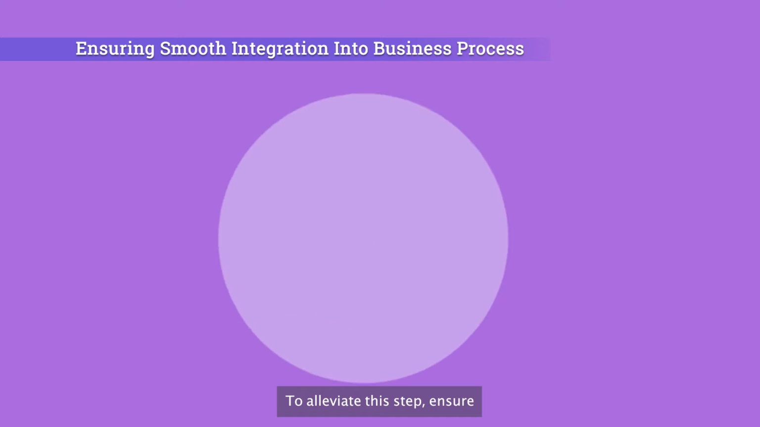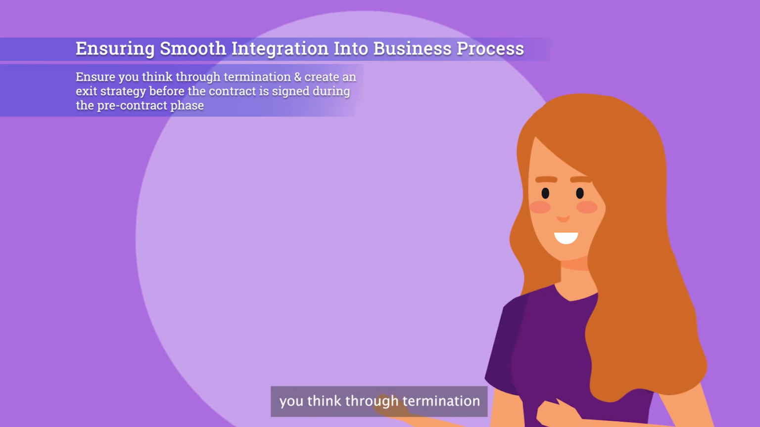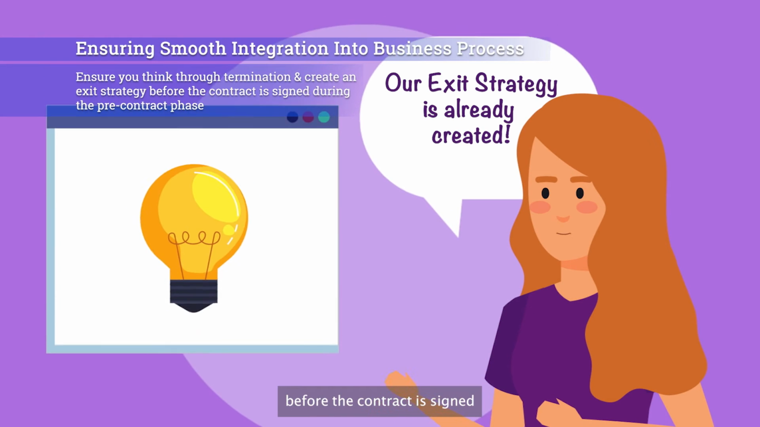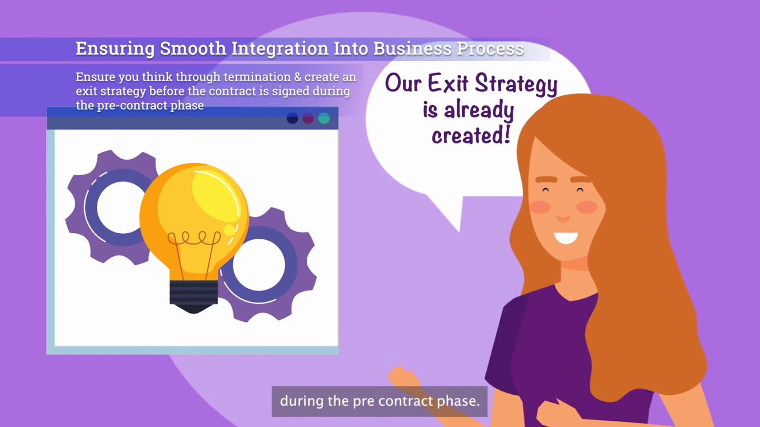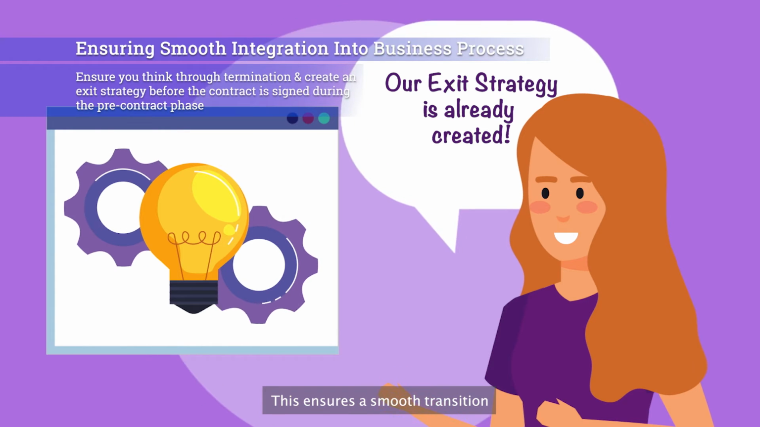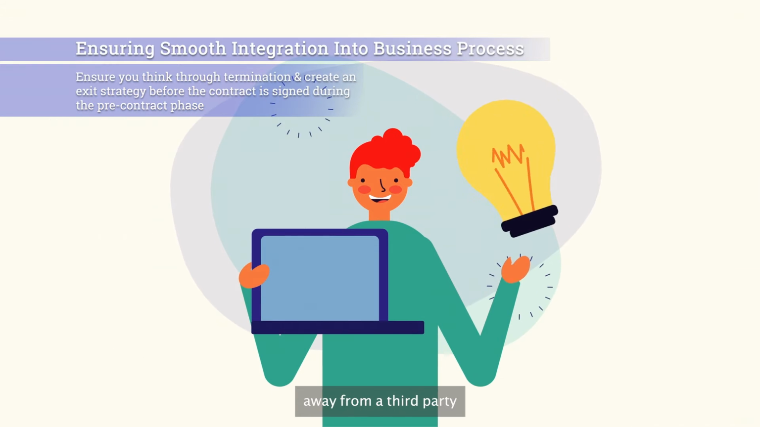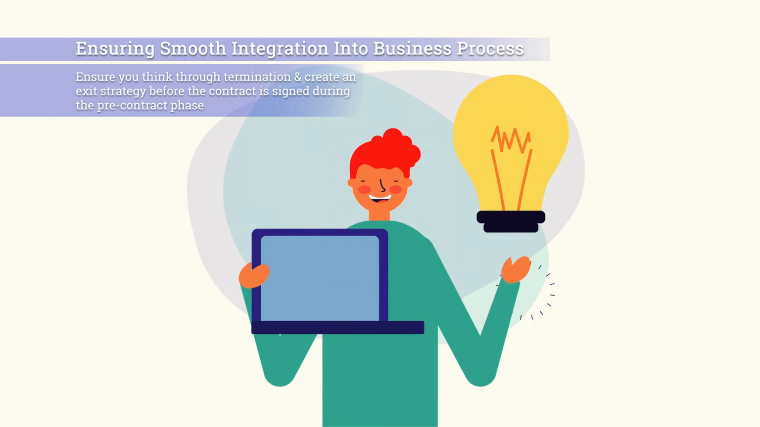To alleviate this step, ensure you think through termination and create an exit strategy before the contract is signed during the pre-contract phase. This ensures a smooth transition away from the third party on the back end of the relationship.